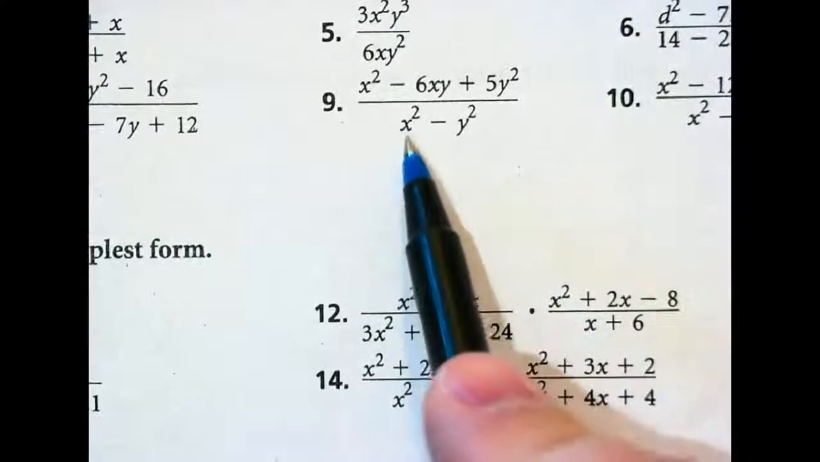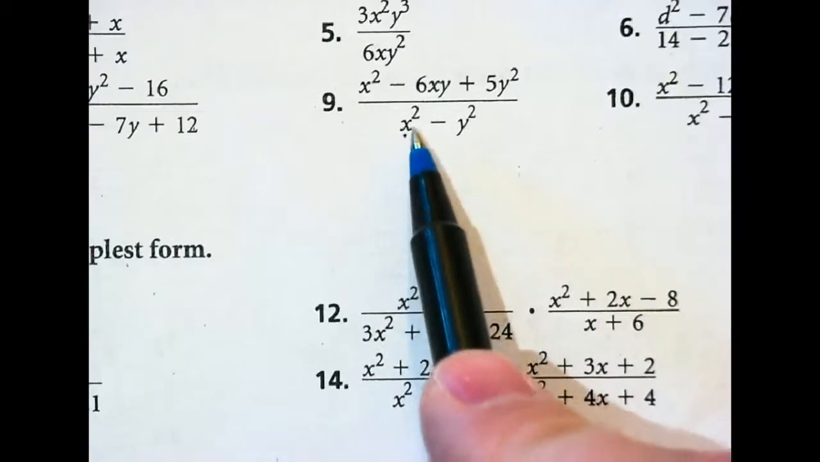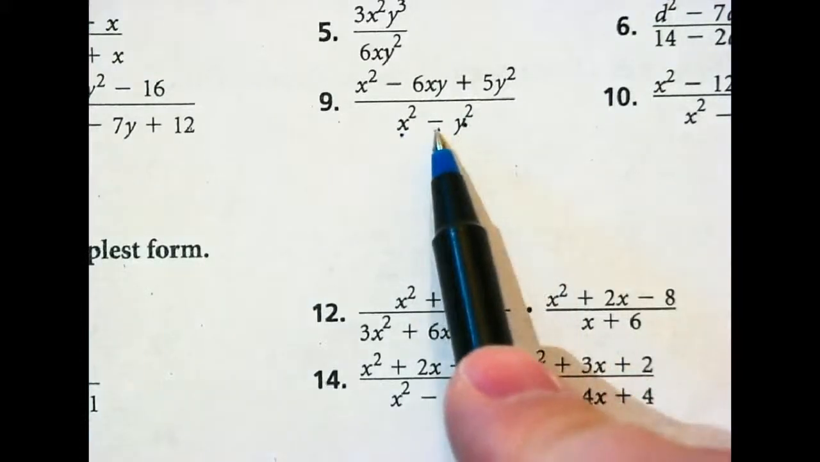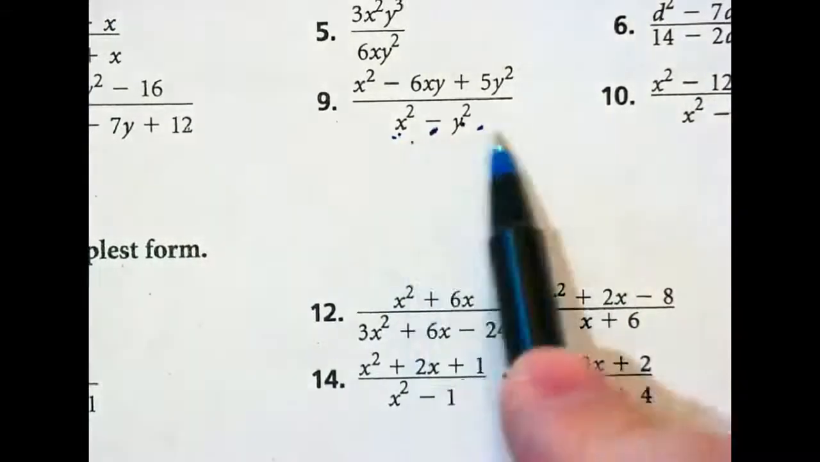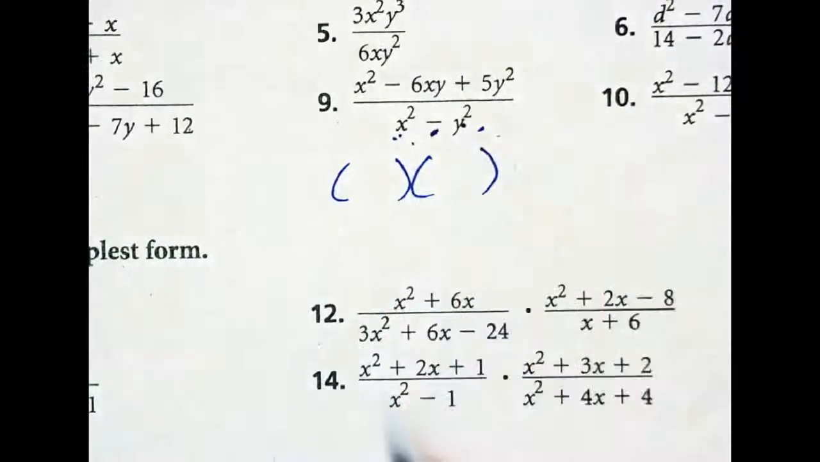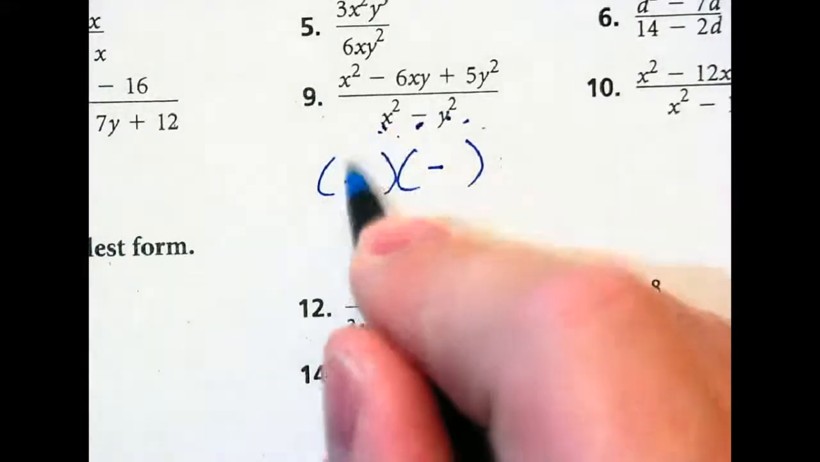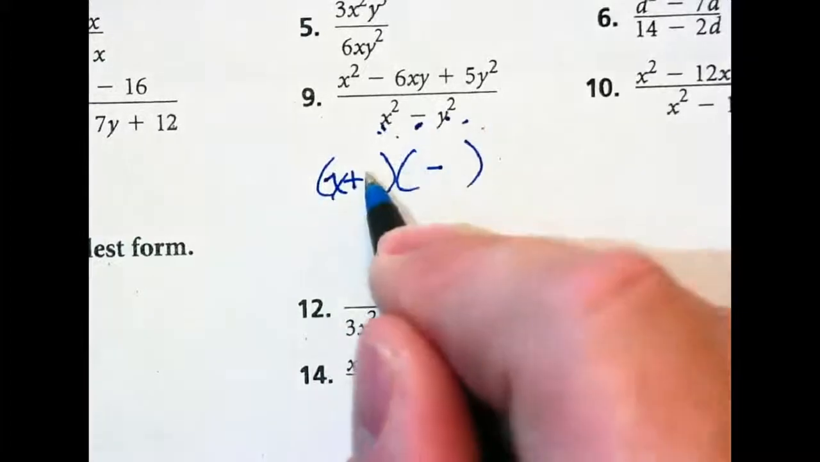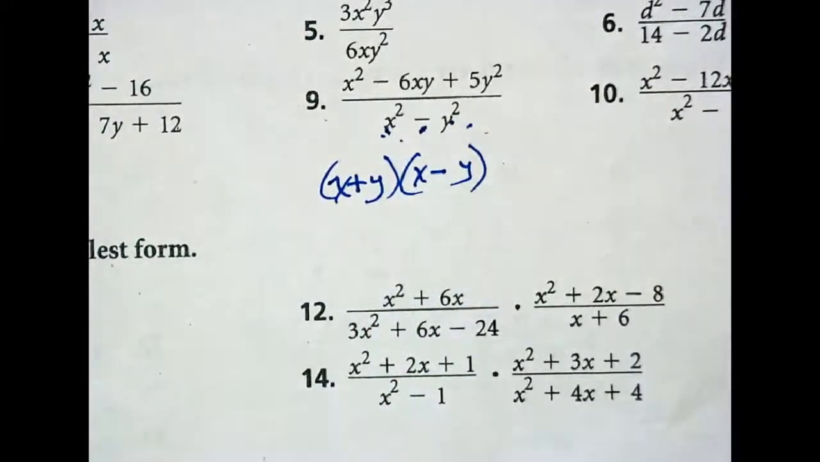Can I factor that? Well, is this a perfect square? Yes. Everyone, is this a perfect square? Yes. Is this a perfect square? Yes. Is this a different sign? Yes. This is the difference of 2 perfect squares. The pattern for difference of 2 perfect squares: you have a plus and a minus. You take the square root of x squared and the square root of y squared. Okay? Hey, you got to recognize it.